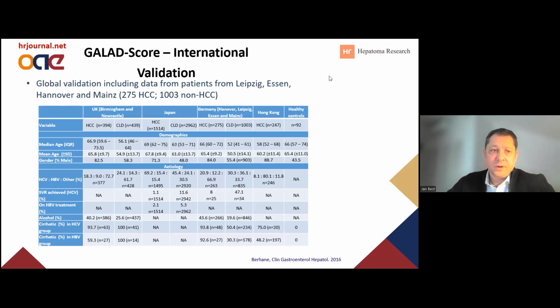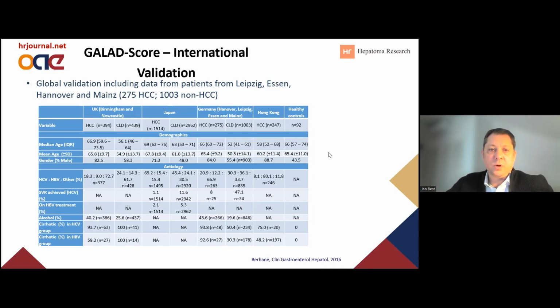Furthermore, a bit later in 2016, there was a very large international validation of the GALAD score. That was an international multi-center project with many centers from England, Japan, Germany, and Hong Kong, and cirrhotics, HCC patients, and healthy controls were included. This study was done in a very detailed manner, because it also took into account whether patients with HCV had already achieved sustained virologic response or not, or if they were on HCV treatment during the screening period. I think this is a very important factor that is very frequently not included in these studies. There was also a comparison between cirrhotic HCV and cirrhotic hepatitis B patients.